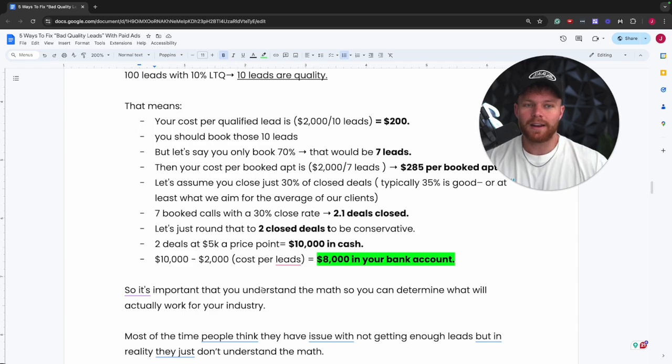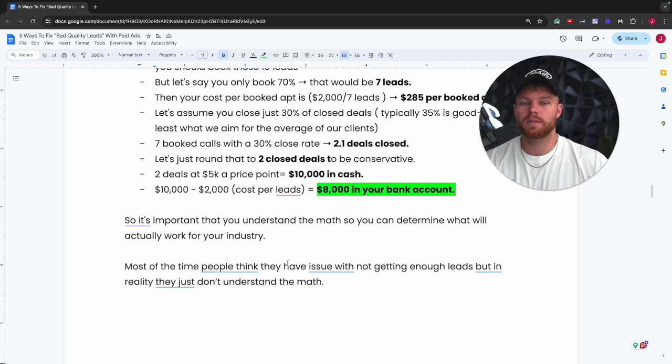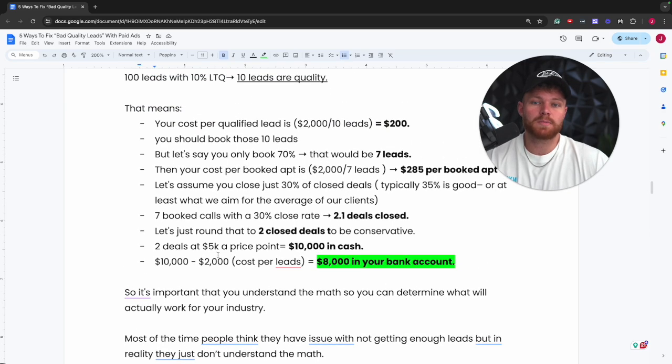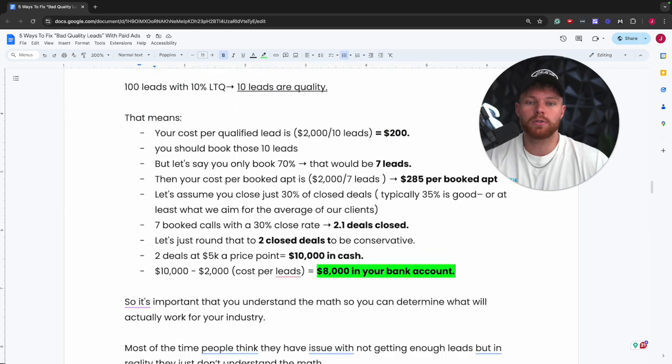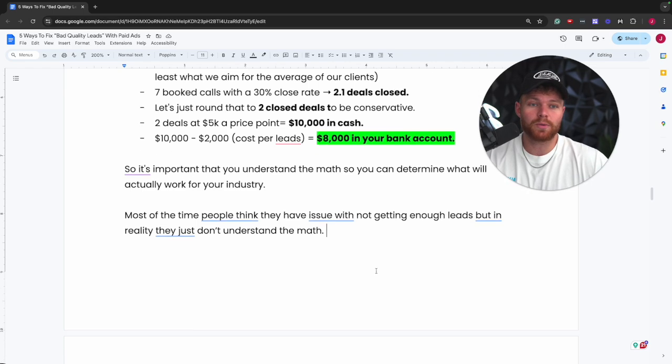A lot of times people look at this like, well, I'm only getting 10% quality. I only booked 7 leads out of 100 leads. Man, lead quality is terrible. Not necessarily. You have to understand the actual numbers and how this flows, because a lot of times people don't understand the equation behind this. So it's important that you understand the math so that you can determine what will actually work in your industry. This might not work for everyone. You have to plug in your own numbers to see what actually makes sense. Most of the time, people think they have issues with not getting enough leads or the lead quality being bad, but in reality, they just don't understand the math.